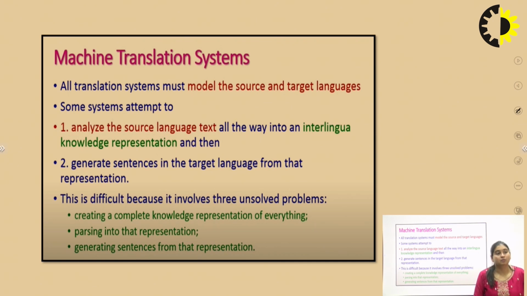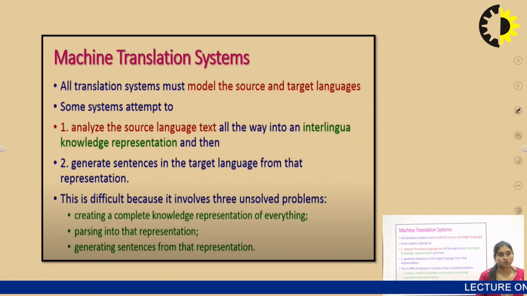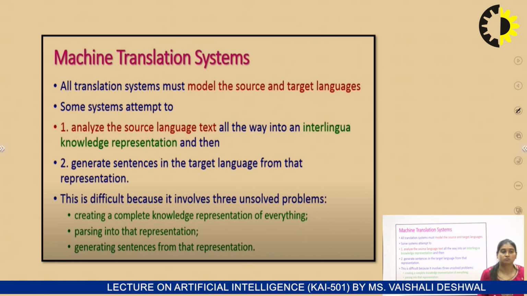Then it is very difficult because it involves three unsolved problems. What are these? The first problem is creating a complete knowledge representation of everything. We have to represent everything, create the complete knowledge representation of everything, and only then can we do the translation. The second thing is parsing into that representation. So first we need the representation, secondly we need the parsing, and third we generate the sentences from that representation. So we should be able to generate the sentences from that representation. These are the main difficulties while building or creating MT systems.